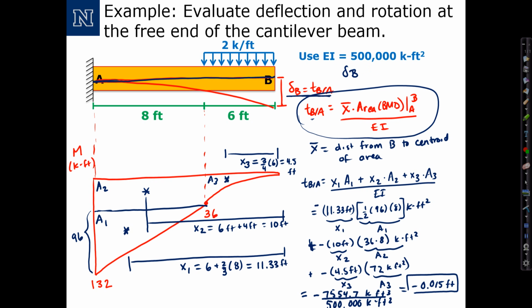Delta B, summing all those x bar times area together, is equal to negative 0.015 feet, or about 0.18 inches. Fairly small deflection for this beam, which seems reasonable. And that concludes this video.